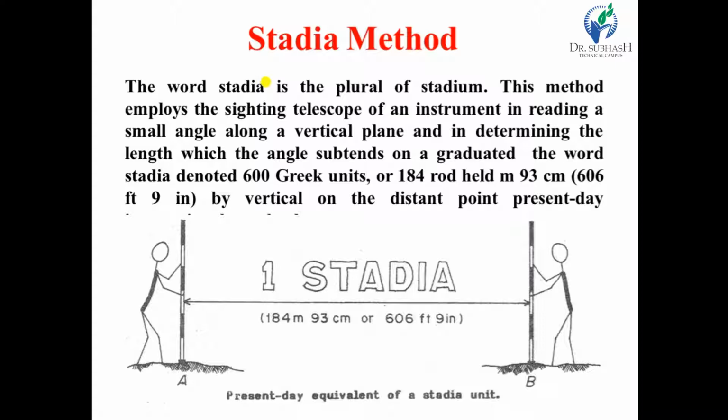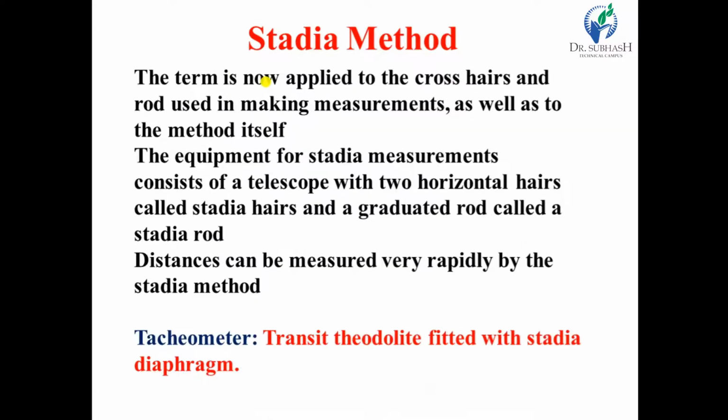This method employs the sighting of the telescope of an instrument in reading a small angle along a vertical plane and determining the length from the angle subtended on a graduated rod. The word stadia denotes 600 Greek units, or the length of a rod held at 184 meters, 93 centimeters, 606 feet and 9 inches.